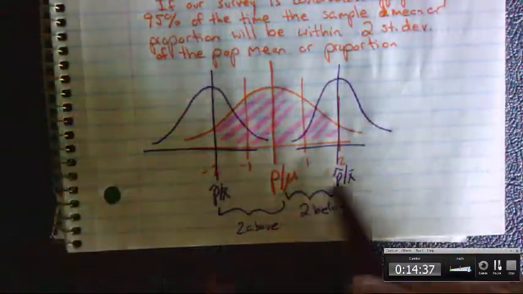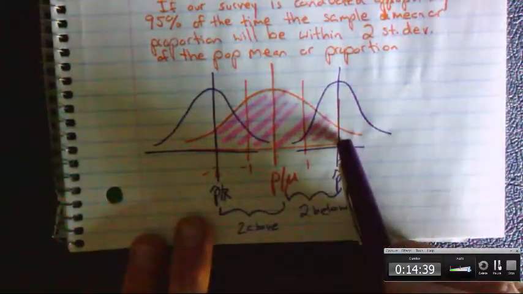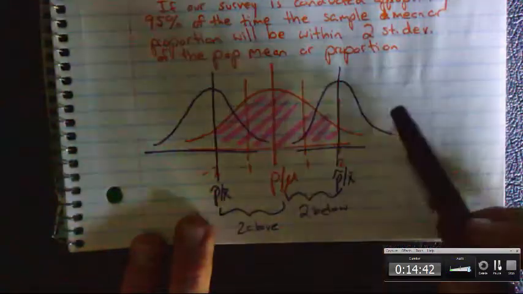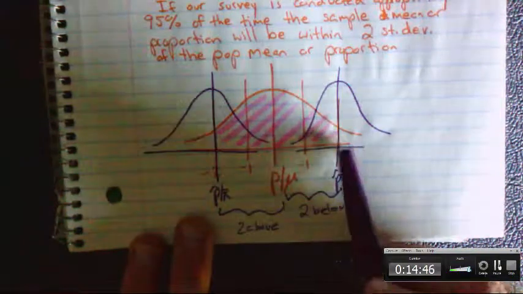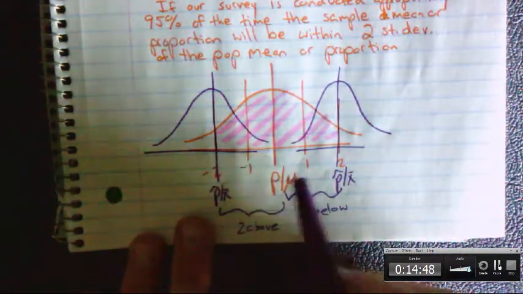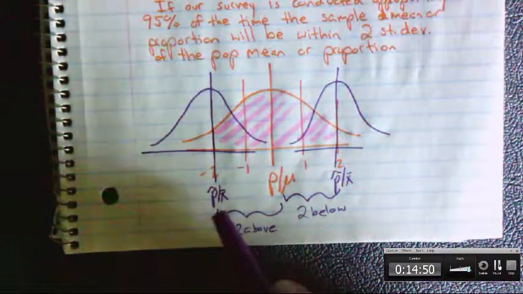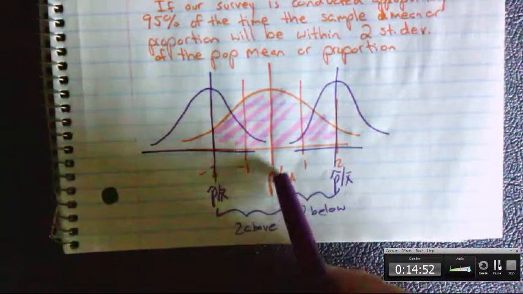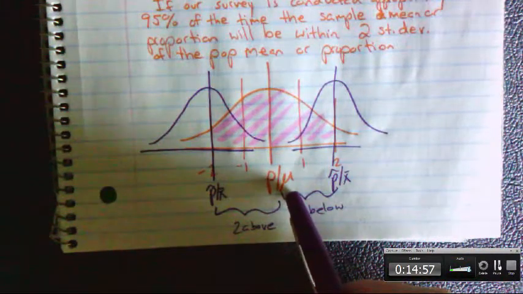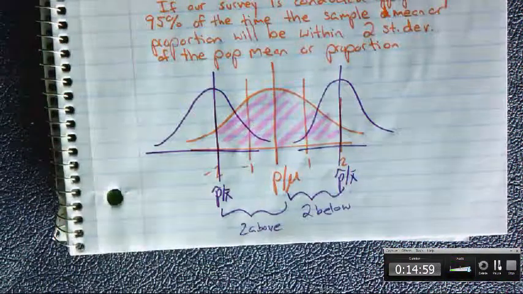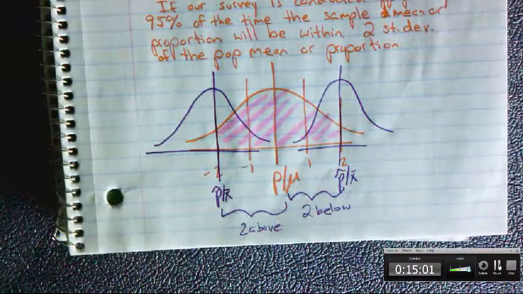Confidence interval says 95% of the time, our sample, which are these purple graphs, will either be 2 below or 2 above or anywhere in between. At the most extreme, in comparison to the sample, the population is either 2 above or 2 below. So that means also 95% of the time, the population is always going to be within 2 standard deviations of whatever sample you collect.